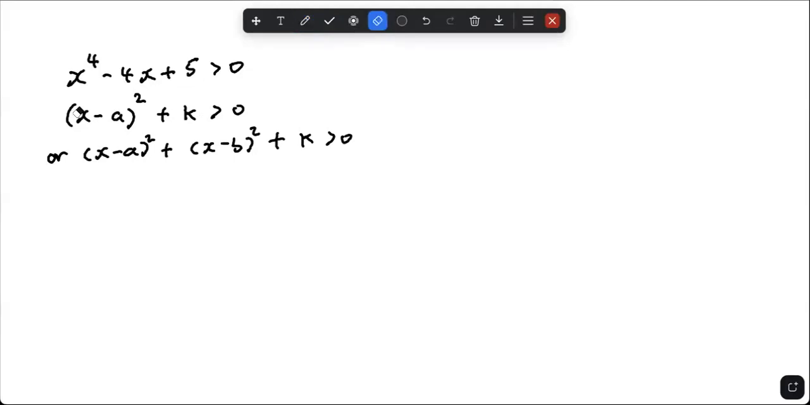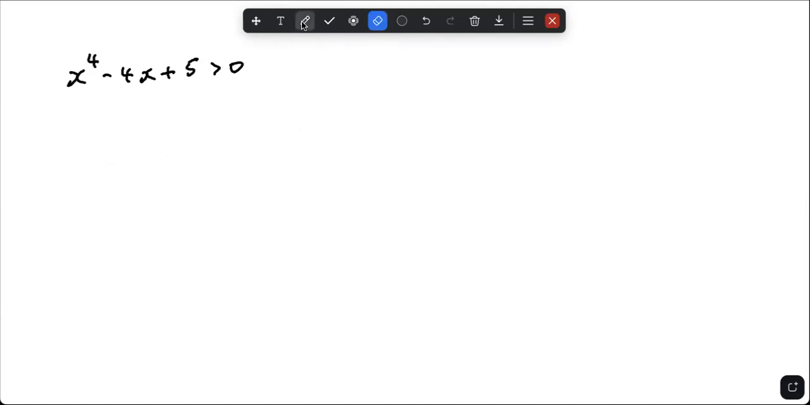Okay, so how can I go about doing that? Right, so right now I can't really factorize this, okay? And I mean, the first thing that came into my mind is to complete the square, right? So how do I complete the square when the expression looks like this? Okay, so this is where I'm going to introduce the so-called fake terms. Okay, so what are the fake terms?